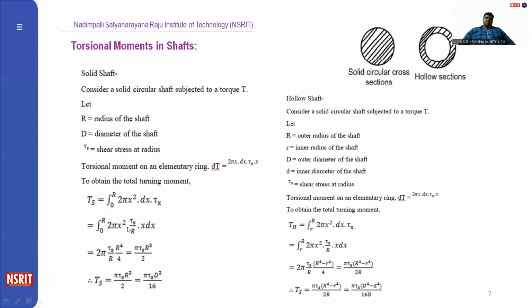Similarly, the boundary conditions will vary for hollow sections. Why? Because for a solid section we have only one diameter, whereas for hollow sections we have inner and outer radius. So with respect to the radii r and R, if I derive the torque for the element in the ring, I get π τs (D⁴ − d⁴) by 16D. So these are the torsional equations for a solid and a hollow circular shaft.